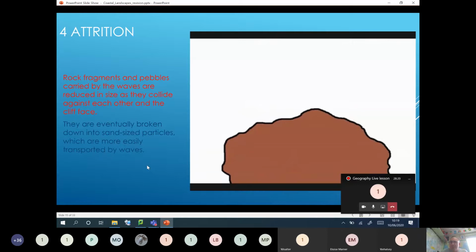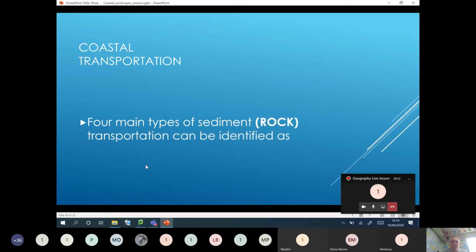So we need to move on to transportation, coastal transportation. How is this material that's been eroded moved? There are 4 main types of sediment or rock transportation that can be identified. That's what we're going to look at: how rock can be transported.